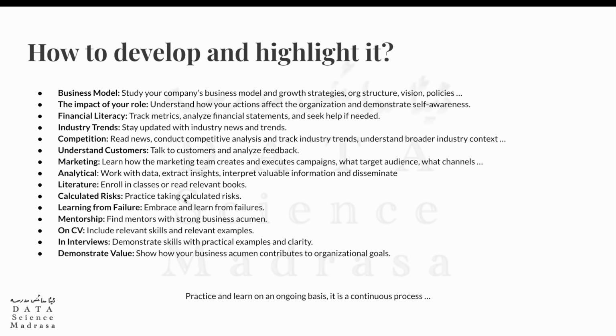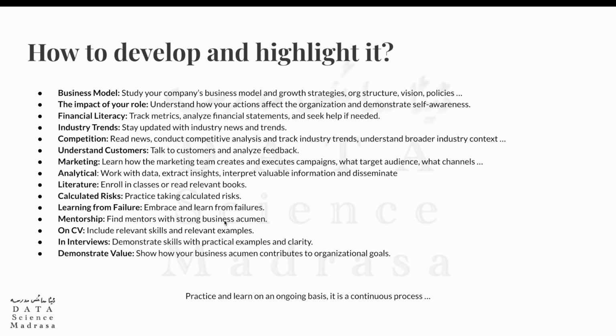Calculated risks, you should really practice this because risk taking is something that a leader needs to do, and a data scientist must be a leader because data science and AI are driving change, and more often than not, the work that you do will need to drive that change across the organization. So you need to be able to take those risks and perform as a leader. Learn from failure, embrace your failures, keep going, fail fast, and improve.